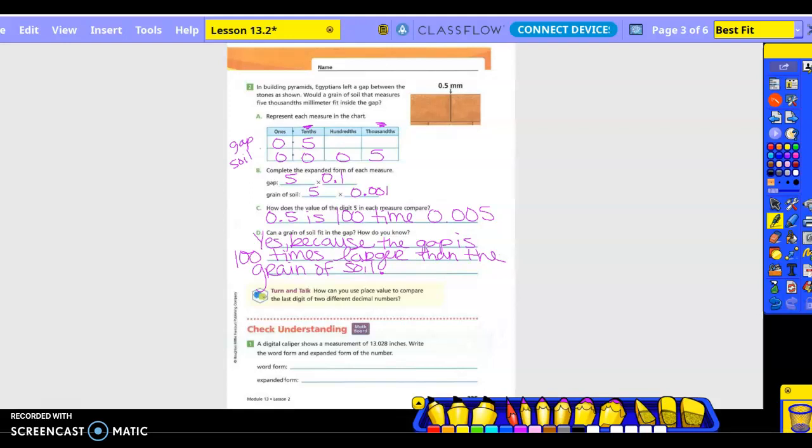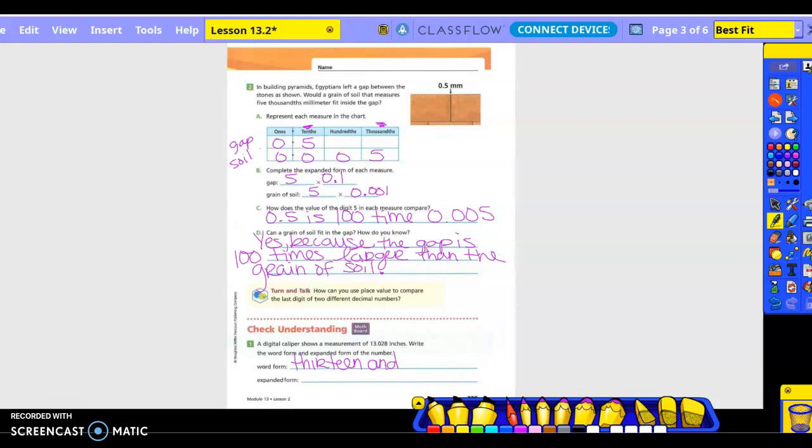Check understanding. Number 1, a digital caliper shows a measurement of 13.28 thousandths inches. Write the word form and expanded form of the number. So word form, so I'm going to pretend like I don't see anything from the decimal to the right, right? So how would I say that? So 13. I hit the decimal and it says what? And, okay, then I don't see anything from the decimal to the left.